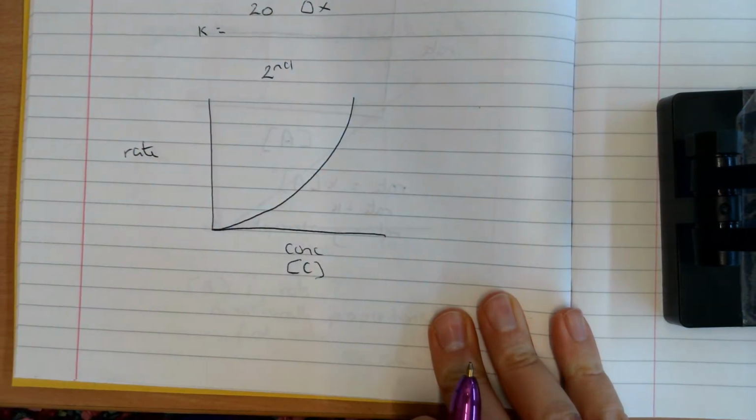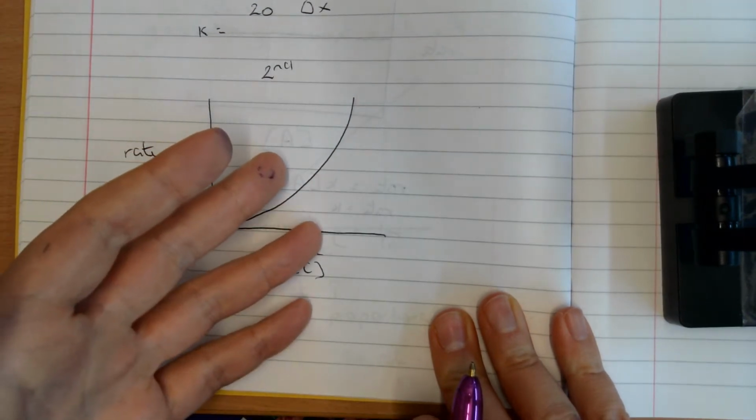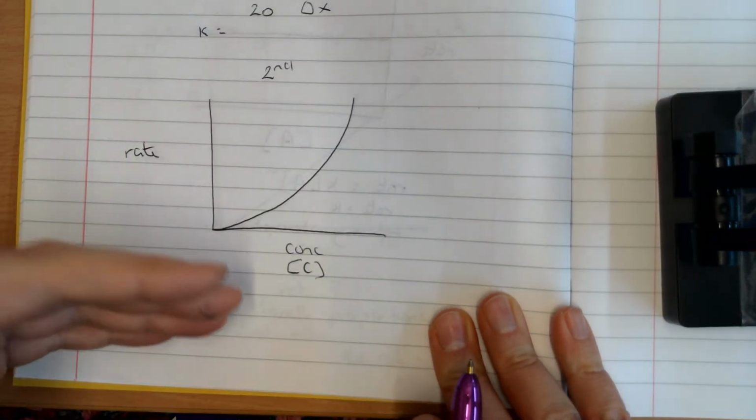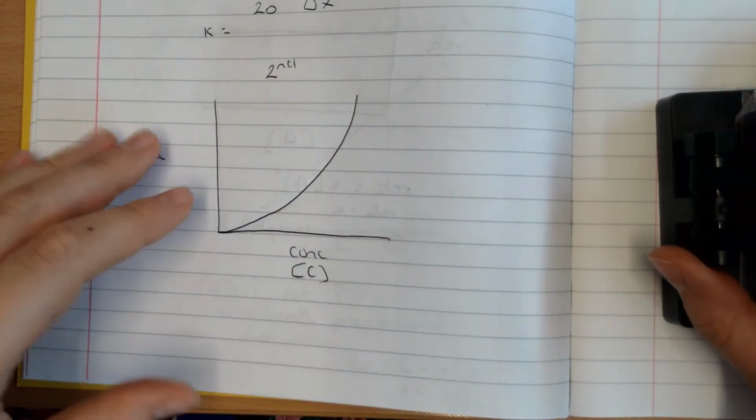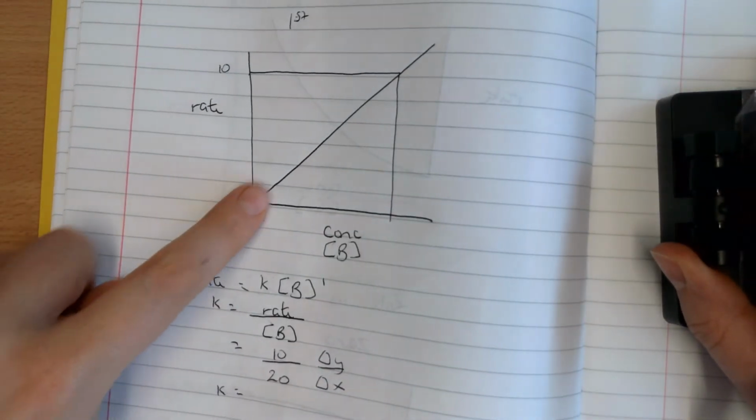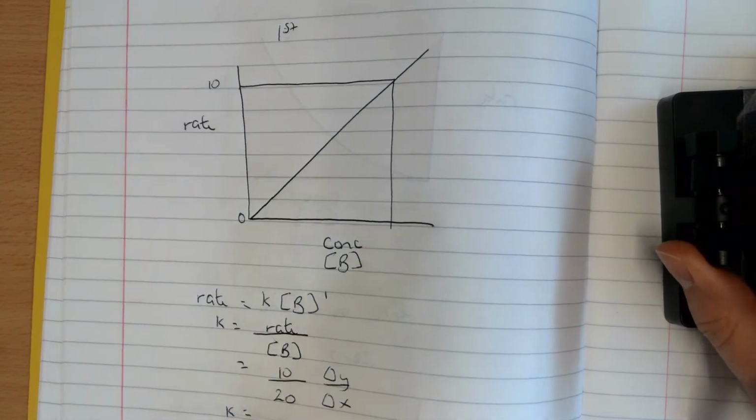And if you were asked to sketch a second order graph, that is what you would sketch, okay? However, unlike with 0 and first, I know for sure that that's first because it's a dead straight line through the origin. And I know for sure that this one is 0 because it's dead straight coming out of the y-intercept.